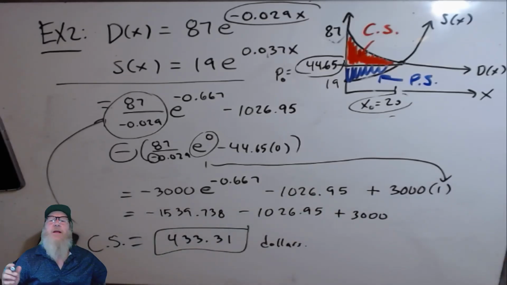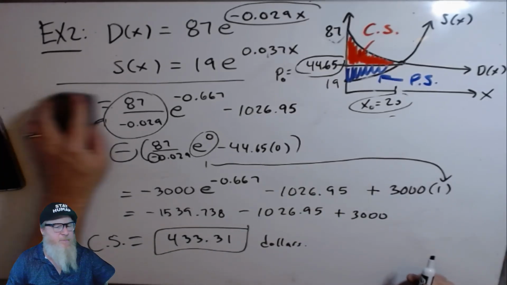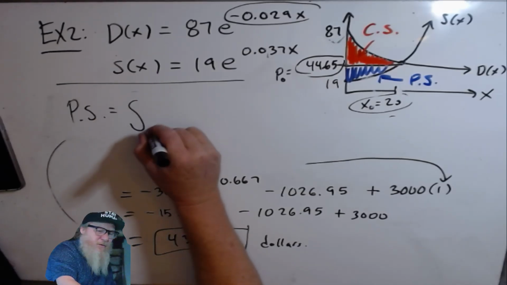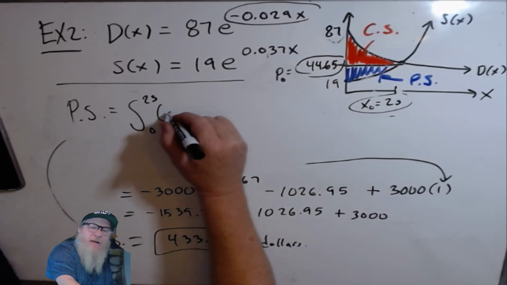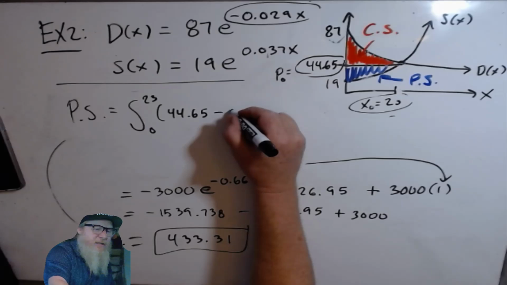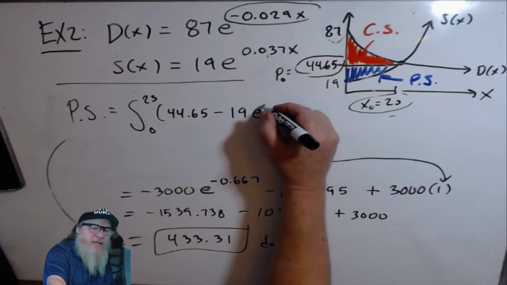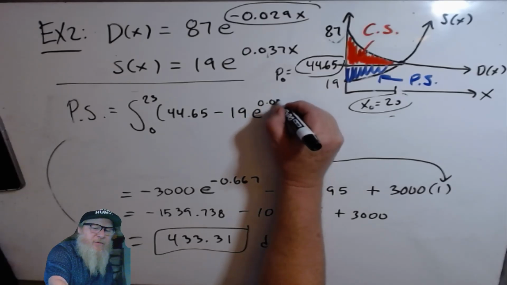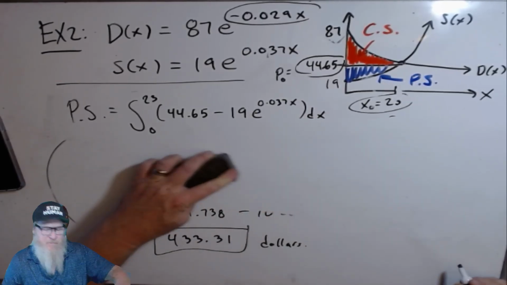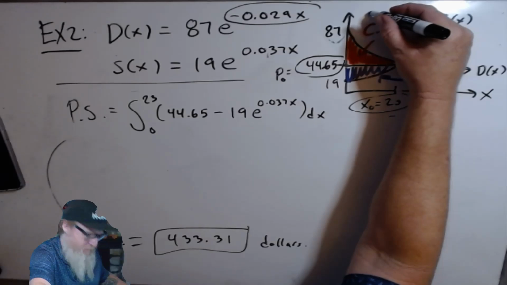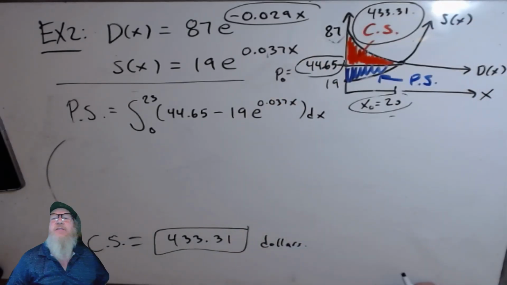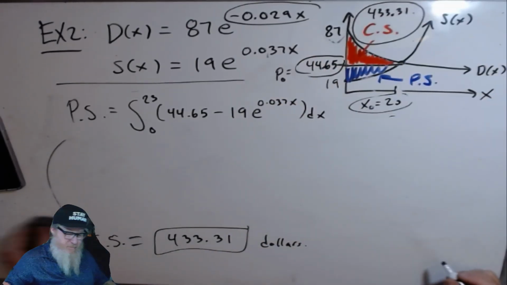Well, might as well do it while I got it on the board here. Producer's surplus. The integral from 0 to 23 of $44.65 minus the supply 19e to the 0.037x dx. Let's see. I'm going to put this up here. 433.31. That's my CS. I'm about to erase it. There we go.